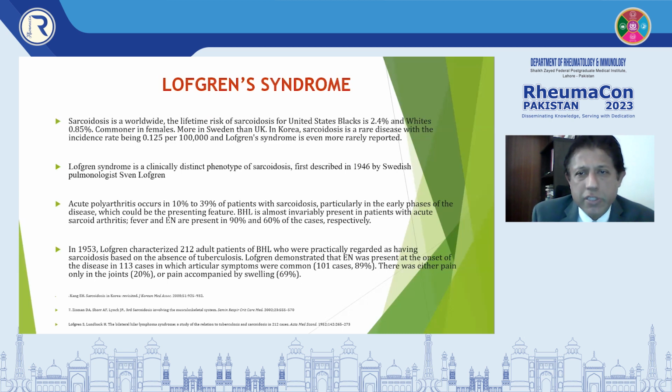As we know, sarcoidosis incidence is more common in blacks and more common in females. Its incidence is higher in Sweden than in the UK and Korea. Sarcoidosis is a rare disease in Korea, so there is a geographical distribution as well. Lofgren syndrome was first described by the Swedish pulmonologist Sven Lofgren. The main features of Lofgren syndrome are acute polyarthritis, along with hilar lymphadenopathy, low-grade fever, raised ESR, and erythema nodosum.